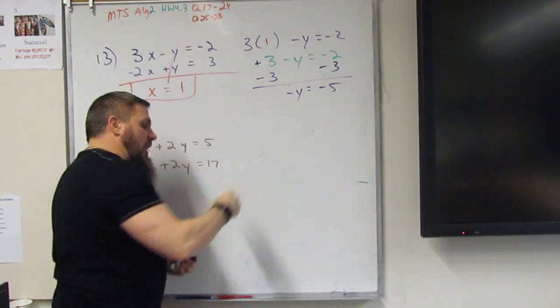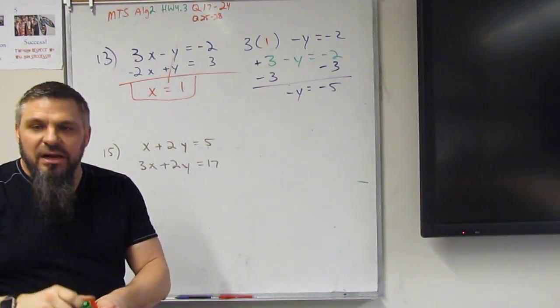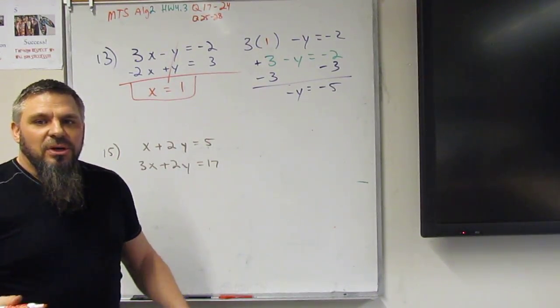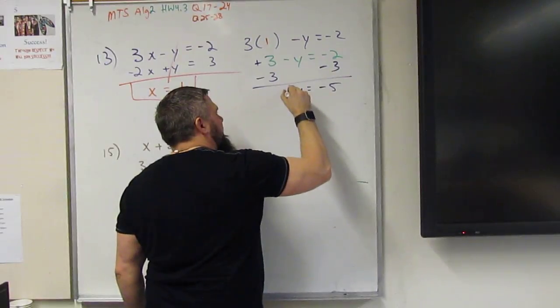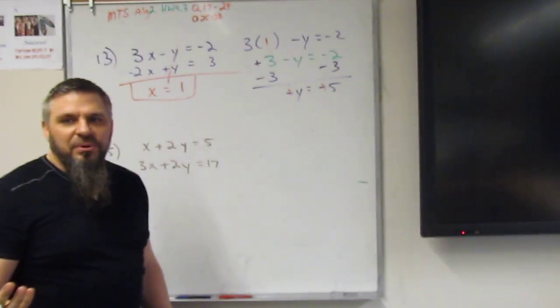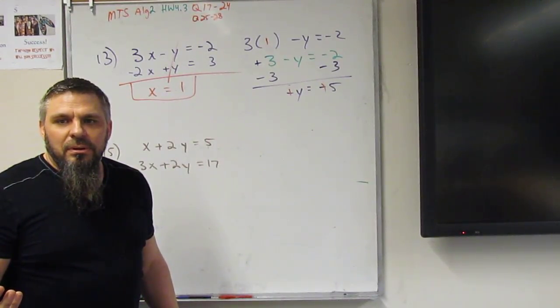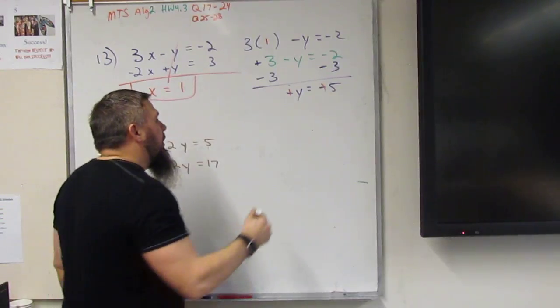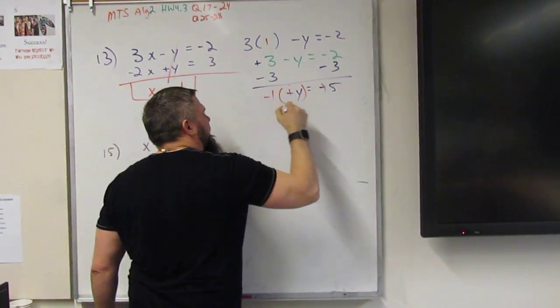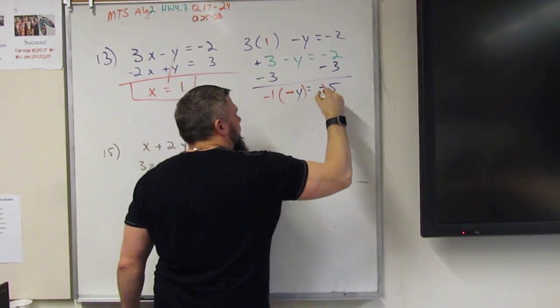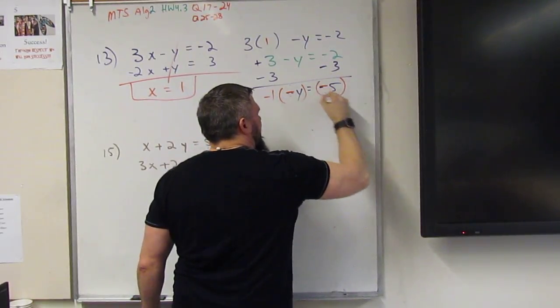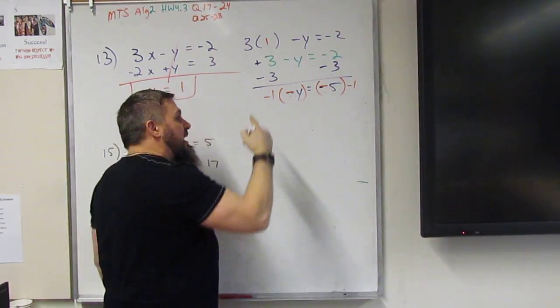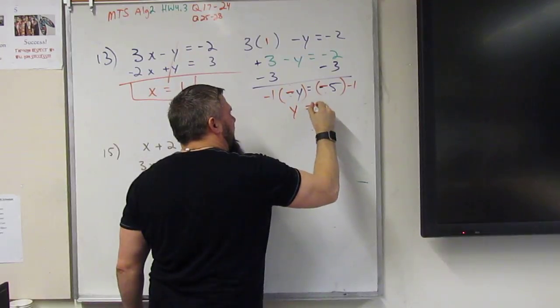Now, the y is negative. It's not positive, right? So I can change both signs. I can keep it that simple. Or I can multiply it by a -1, right? But what I do to one side, I do to the other, right? Nevertheless, it comes up as y equals 5.